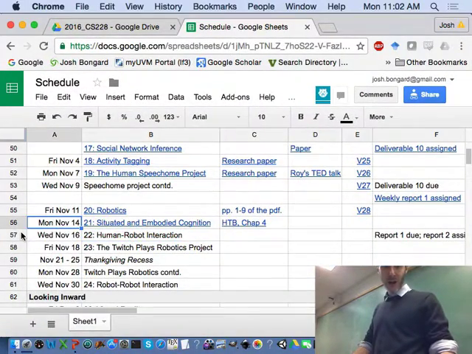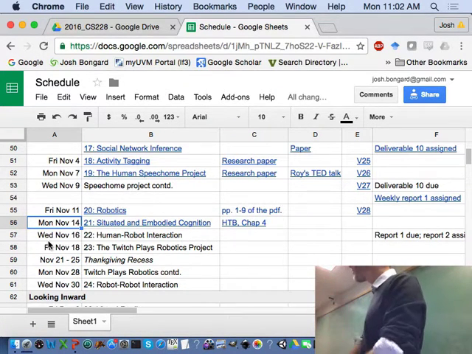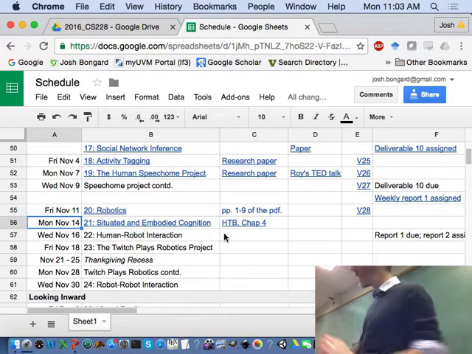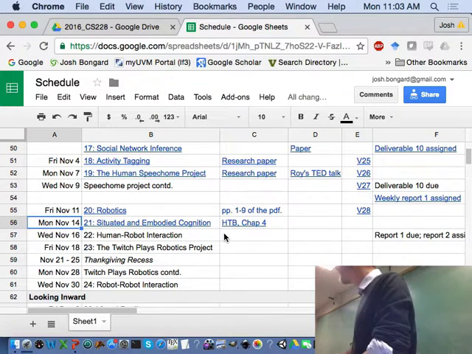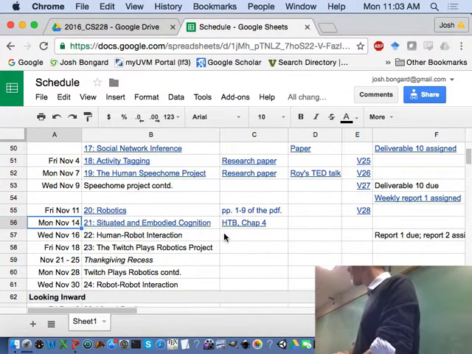We're going to switch now in lecture 21 to talking about a philosophical question, which is situated and embodied cognition. The reading for today comes from How the Body Shapes the Way We Think, HTB chapter 4. This is from a book I co-authored a few years ago. In this chapter, there's a fair bit of material that's not relevant to what we're going to talk about today, but I'll highlight what aspects of chapter 4 are relevant for us today.